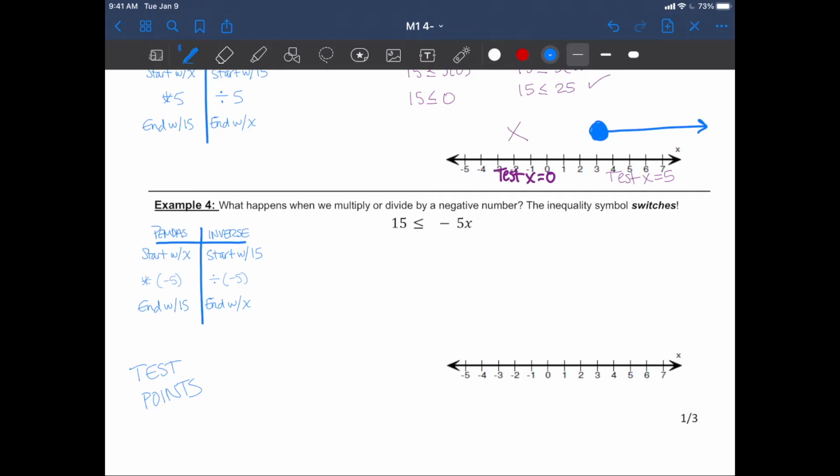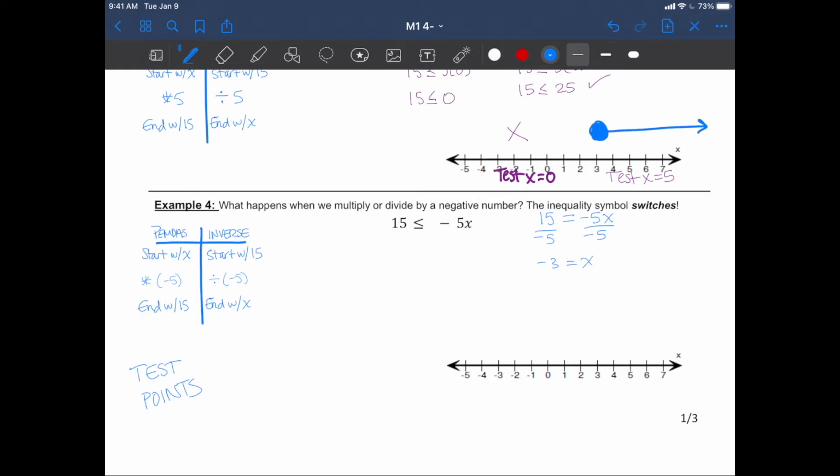Okay, so here is the testing points method. I have the graphic organizer to the left for those who like to use it. So I'm going to take this inequality, and instead of working with the inequality, I'm going to solve the equation. So I'm going to go ahead and just write it over here. 15 equals -5x. I'm going to divide both sides by -5. I end up with x equaling -3.